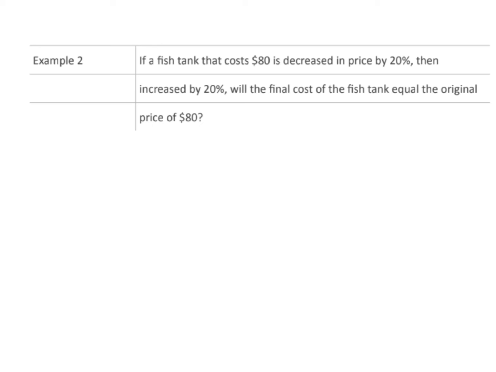This one is kind of the same thing. If a fish tank that costs $80 is decreased by 20% and then increased by 20%, will the final cost of the fish tank be equal to the original price of $80? Well, we just learned that if we took 20% off of 80 and then 20% of a new number, they're not going to be the same. So this should be no, it's not going to be. So let's work through it and see if we can figure it out.